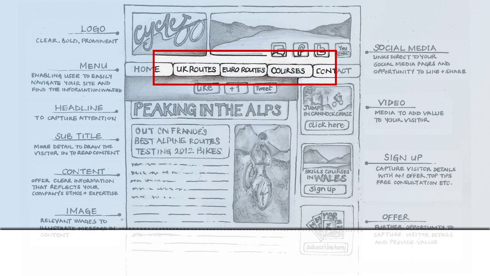The homepage can be left nice and tidy then, and you can see we've done that here with the UK routes, the Euro routes, and the courses. So we've got to find not too many options for people on each page.